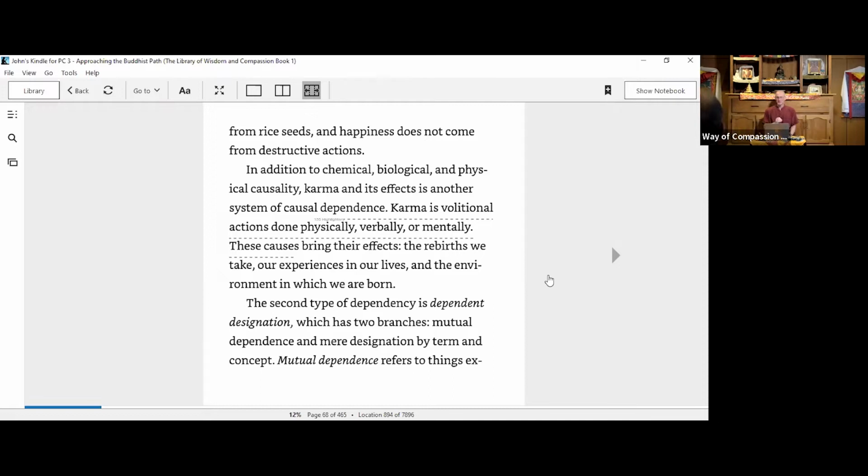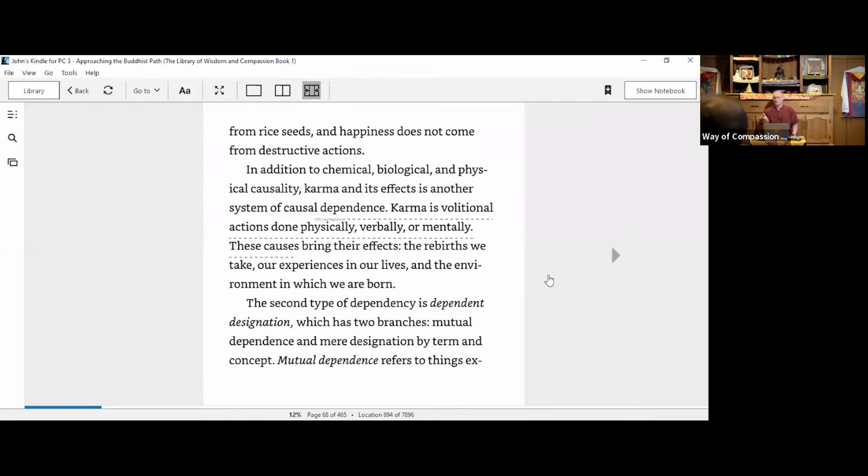So in addition to chemical, biological, and physical causality, karma and its effects is another system of causal dependence. Karma is volitional actions done physically, verbally, or mentally. These causes bring their effects: the births that we take, our experiences in our lives, and the environment in which we are born. So we've got the sort of physical causality and karma.